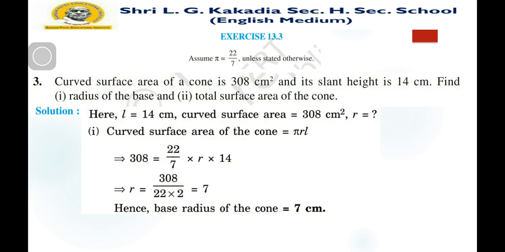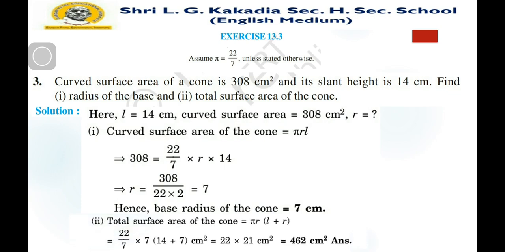Now we want to find the total surface area. We have the slant height and radius, so let me put these values in the given formula to get the total surface area of the cone. Total surface area of the cone is equal to pi R into L plus R. Then we get 22/7 into 7 into the bracket 14 plus 7 centimeter square, which is equal to 22 into 21 centimeter square, which is equal to 462 centimeter square. So in this way we can solve such type of example.